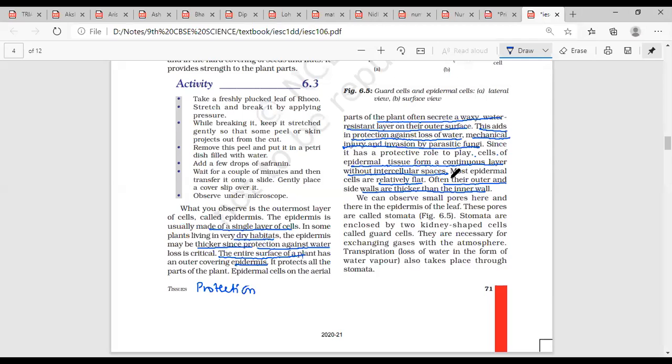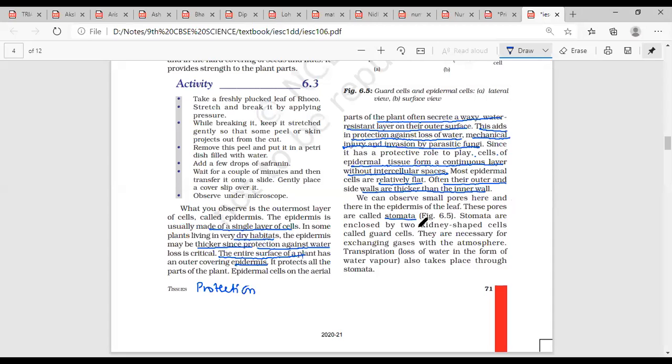Now about the leaf epidermis. The upper part of the leaf has an upper epidermis, and the lower part of the leaf has a lower epidermis. On the lower epidermis, there are some small holes present. Those are stomata. We can observe small pores here and there in the epidermis of the leaf. These pores are called stomata.